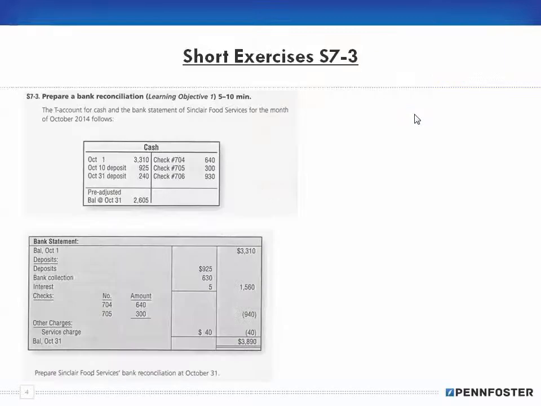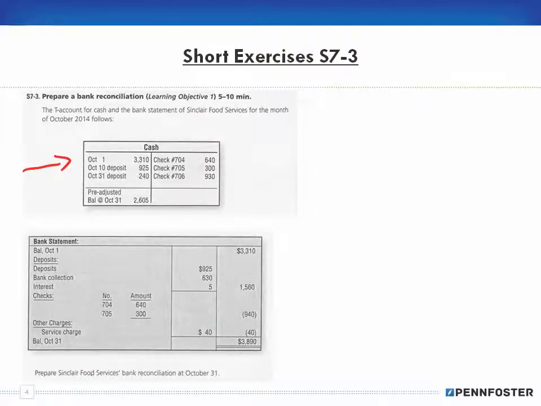Let's see about 7-3 and how long this would take. Let's see here. Prepare a bank rec. The T account for cash and bank statement for Sinclair Food Services for the month of October follows. Okay, so this is the cash account and this is the bank statement. Prepare a bank reconciliation. Okay, we can do this in a relatively short period of time.